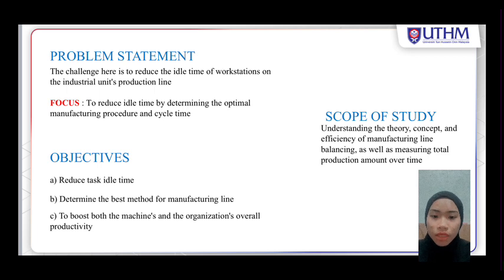There are three objectives in our project. First, to reduce task idle time. Second, determine the best method for the manufacturing line. And the third one is to boost the machines' and the organization's overall productivity. So our scope of study is that we are focusing on understanding the theory, concept, and efficiency of manufacturing line balancing, as well as measuring total production amount over time.